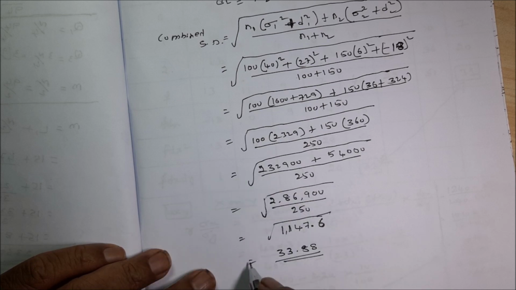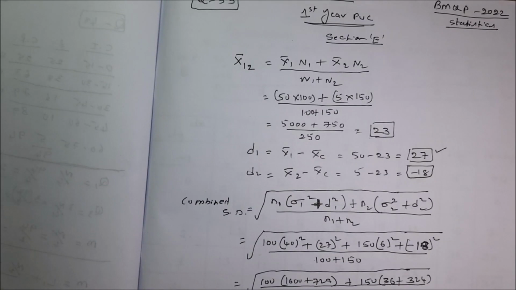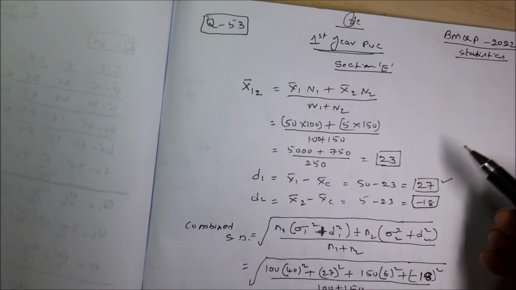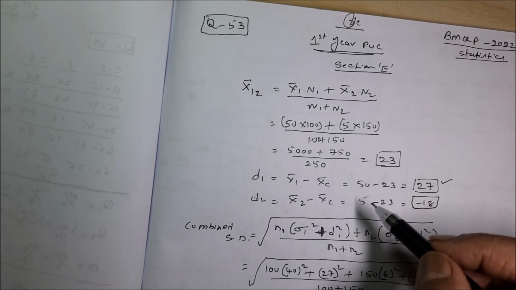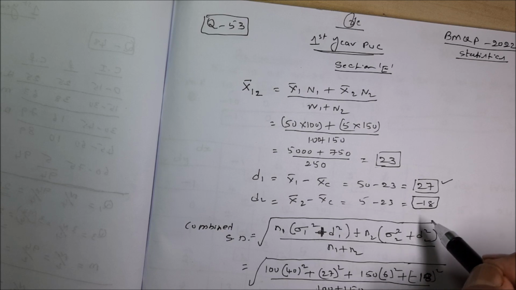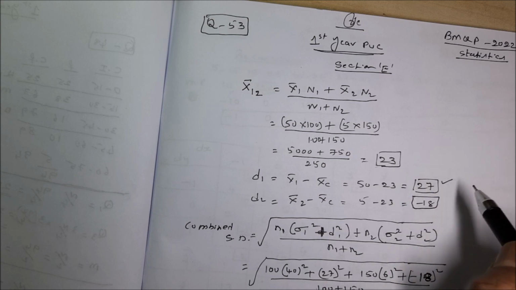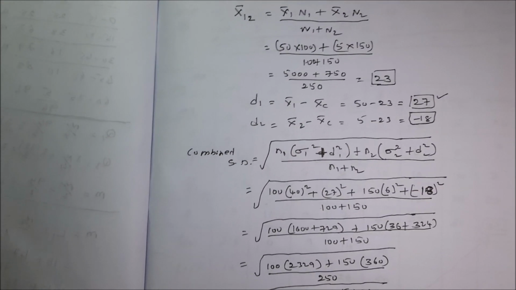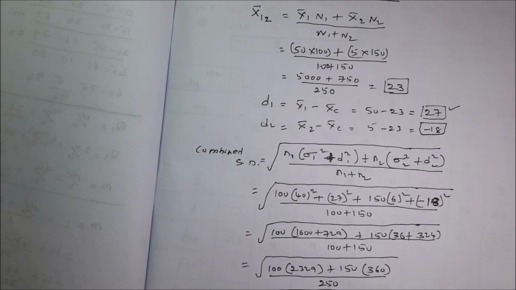Combined standard deviation is 33.88. So you should remember, when they have given the combined standard deviation, you are supposed to find the combined arithmetic mean, from the mean minus the combined arithmetic mean. Why is it being done? Because one includes the other. Then take that out and do the rest of the problem. This is how you have to solve question number 53 in section E.